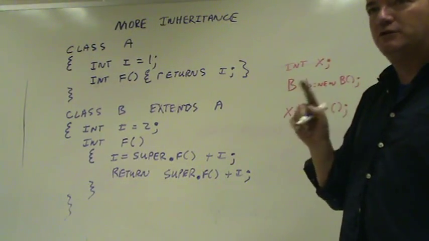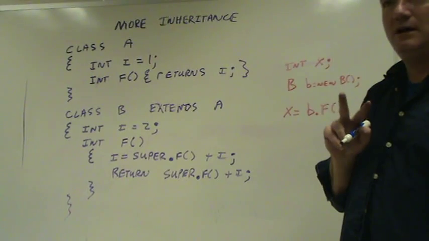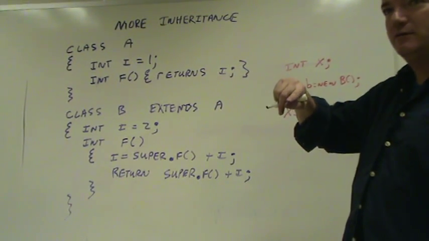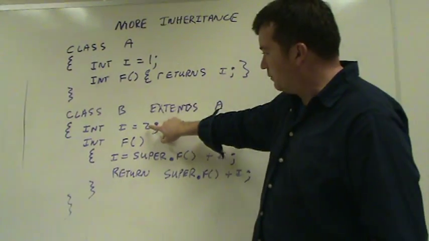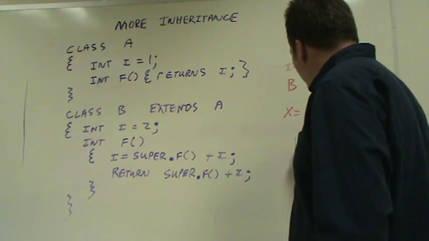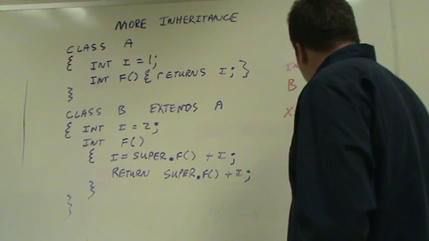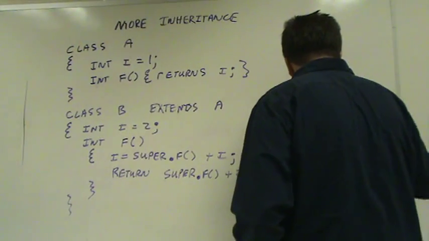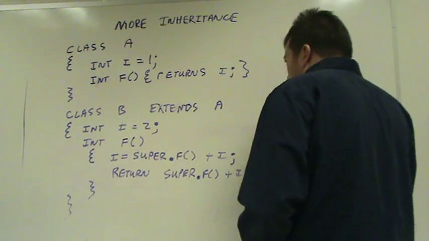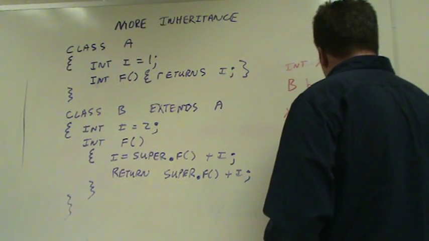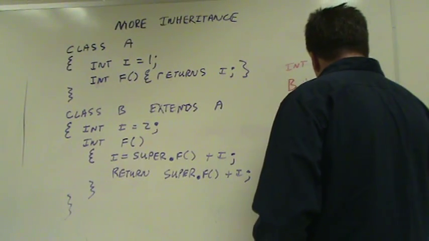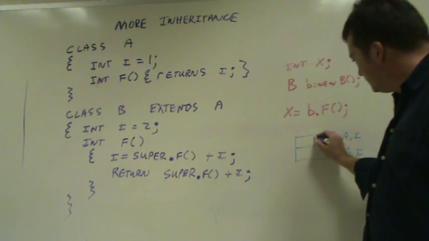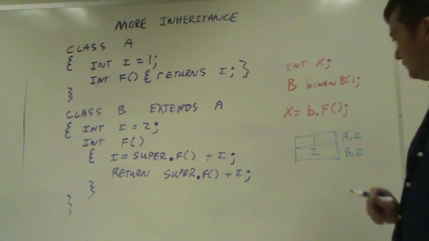Is it one field called I? Is it two fields called I? Two. The super one and its own one. Right? It's just like the example we had last time. We have two variables with the same name. So we have two I's. We have the super I and the regular I. We have the AI and the BI. Let's call it that. And this is filled in with 1, and this got filled in with 2.